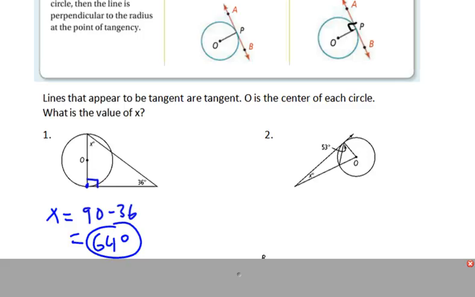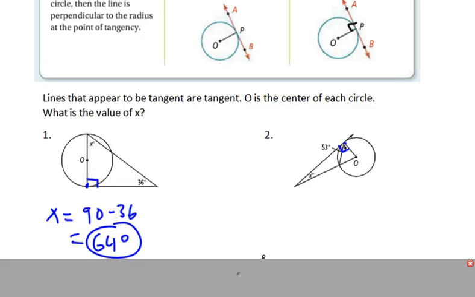Number 2 is a little bit more tricky. All we're given is this one angle of 53 degrees. Now we know because there's a point of tangency right here that this total would be a right angle, meaning that the other part next to it would be, sorry, a 37-degree angle. But we really want to find the angle of x. So we're going to have to look at a triangle. We'll either look at this whole big triangle, or look at this smaller section.